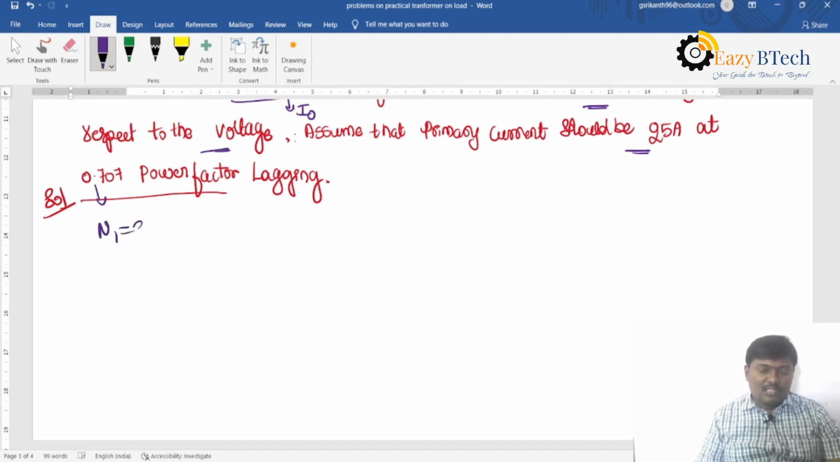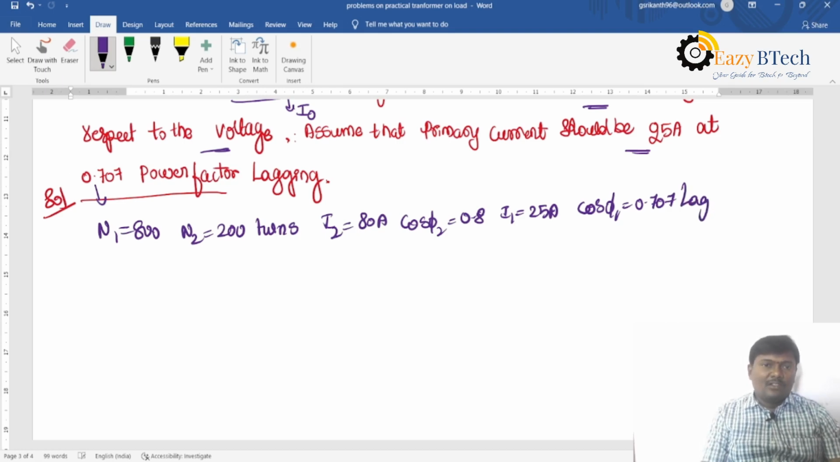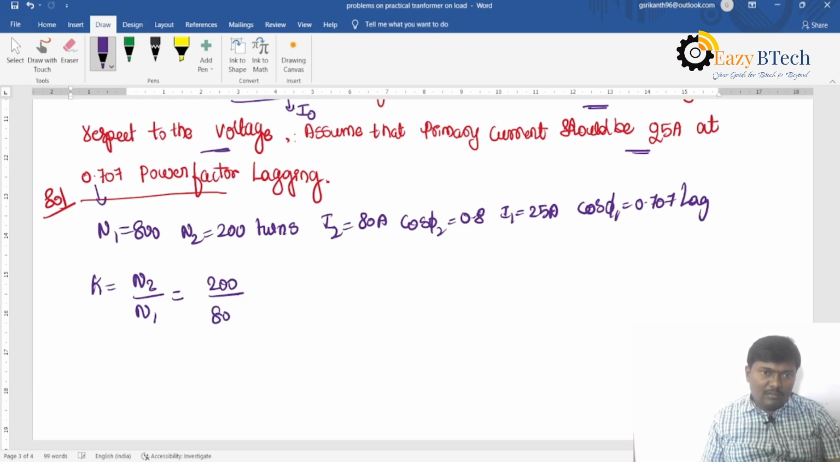So N1 is 800, N2 is 200 turns, I2 is 80 amperes and the cos phi 2 is 0.8. I1 is equal to 25 amperes and the cos phi 1 is equal to 0.707 lag. So how can we calculate the transformation ratio? K is equal to N2 divided by N1, 200 by 800. It is a step down transformer, right? So that is 1 by 4.